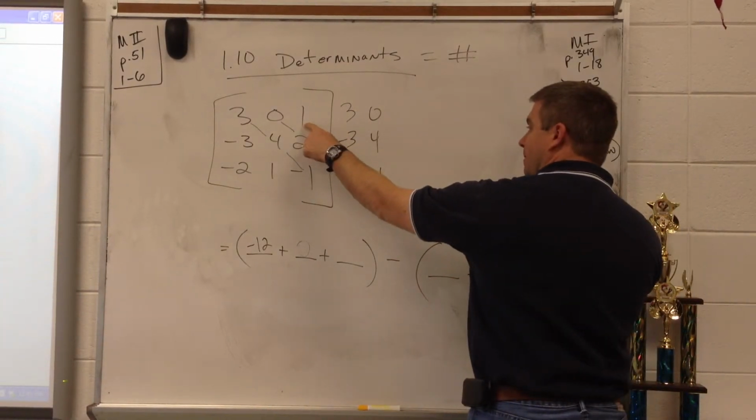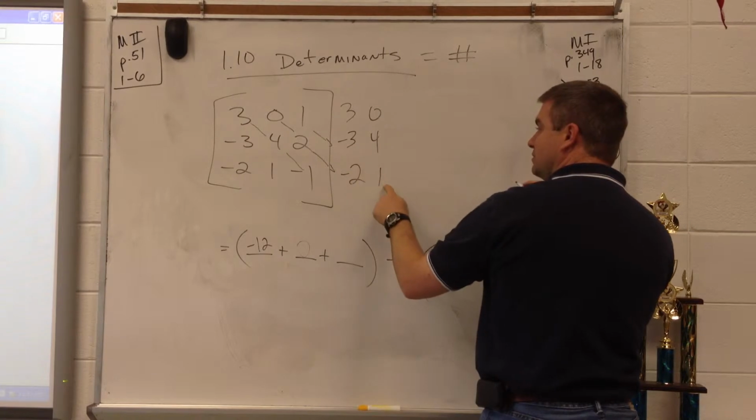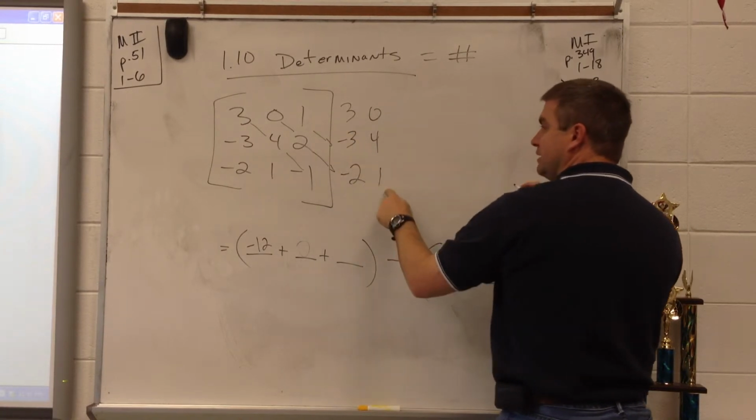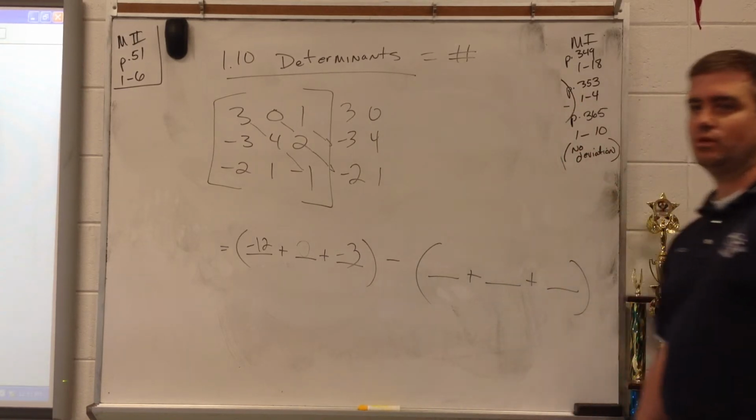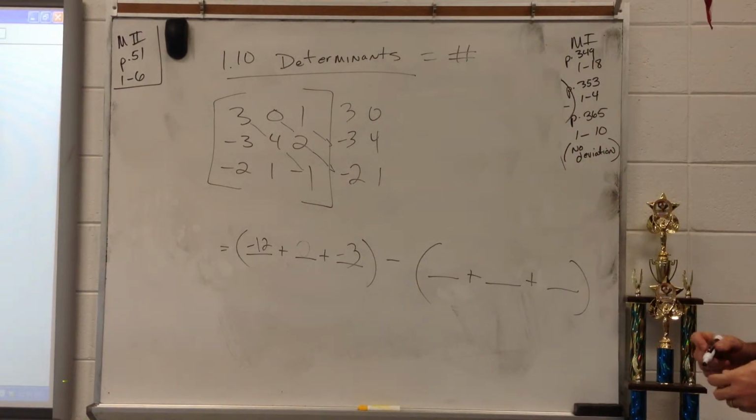Then what's the next one? 1 times negative 3 times 1. What's 1 times negative 3 times 1? Negative 3. Okay, we're doing the diagonal. I'll change over and do a different color if I can quickly find one. Here we go. So now we've got to do the up direction.